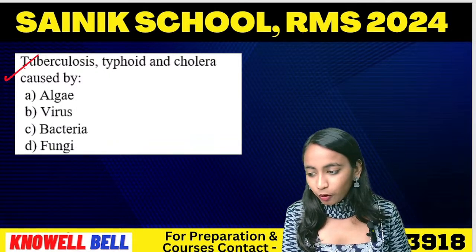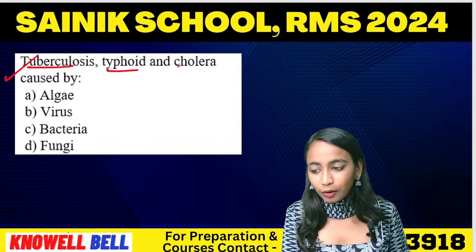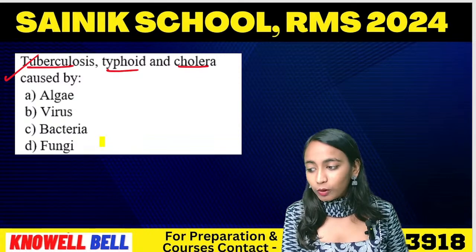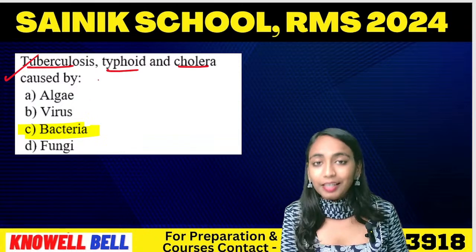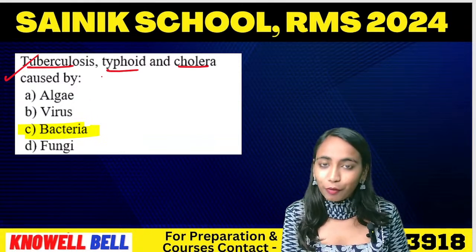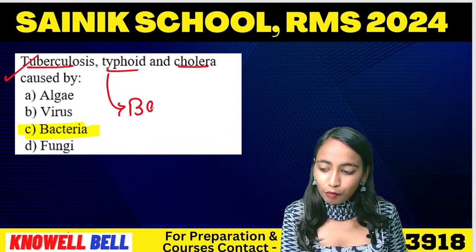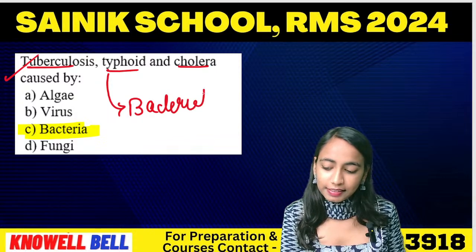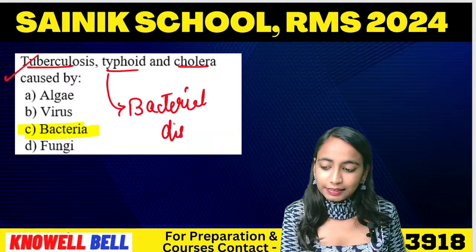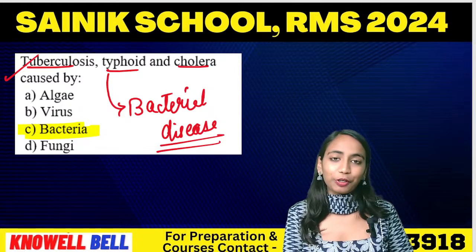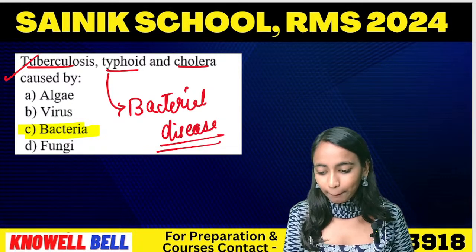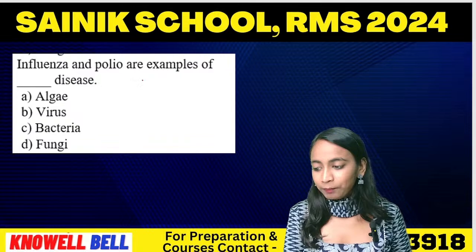So tuberculosis, टाइफॉइड एंड कॉलेरा ये किसके थ्रू कॉज होते हैं? ऑल द थ्री ऑफ देम दे आर कॉज्ड बाय बैक्टीरिया. तो हम ये भी कह सकते हैं दैट ट्यूबरकुलोसिस, कॉलेरा एंड टाइफॉइड दे आर द एग्जांपल्स ऑफ बैक्टीरियल डिजीज. दे आर कॉज्ड बाय bacteria.